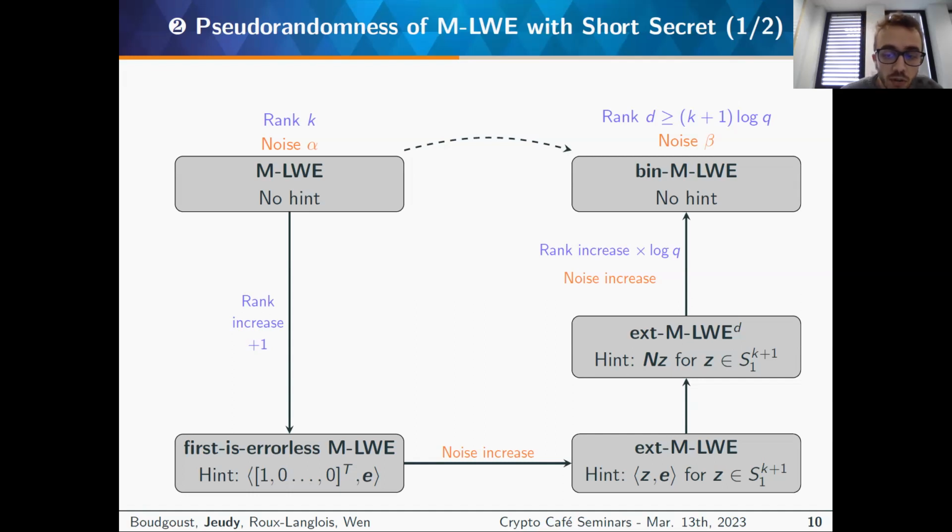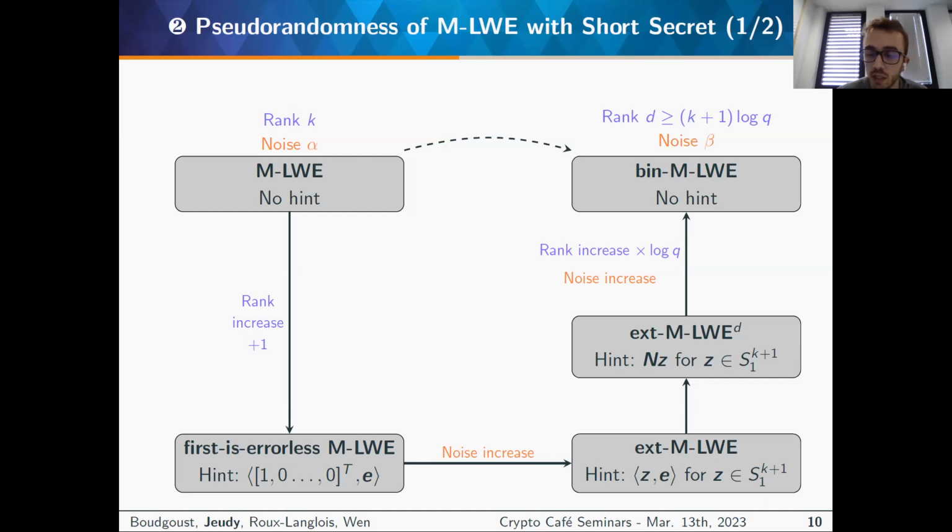And then I'm going to use a hybrid argument to go to a matrix version of this problem, a multiple secret version of this problem. So I have an error matrix now, not just one vector E, and this hint, which was the inner product, turns into a matrix-vector product N times Z. And this is what I wanted, because now I have an assumption in which I give the adversary N times Z, and this is still proven to be hard under the M-LWE assumption.